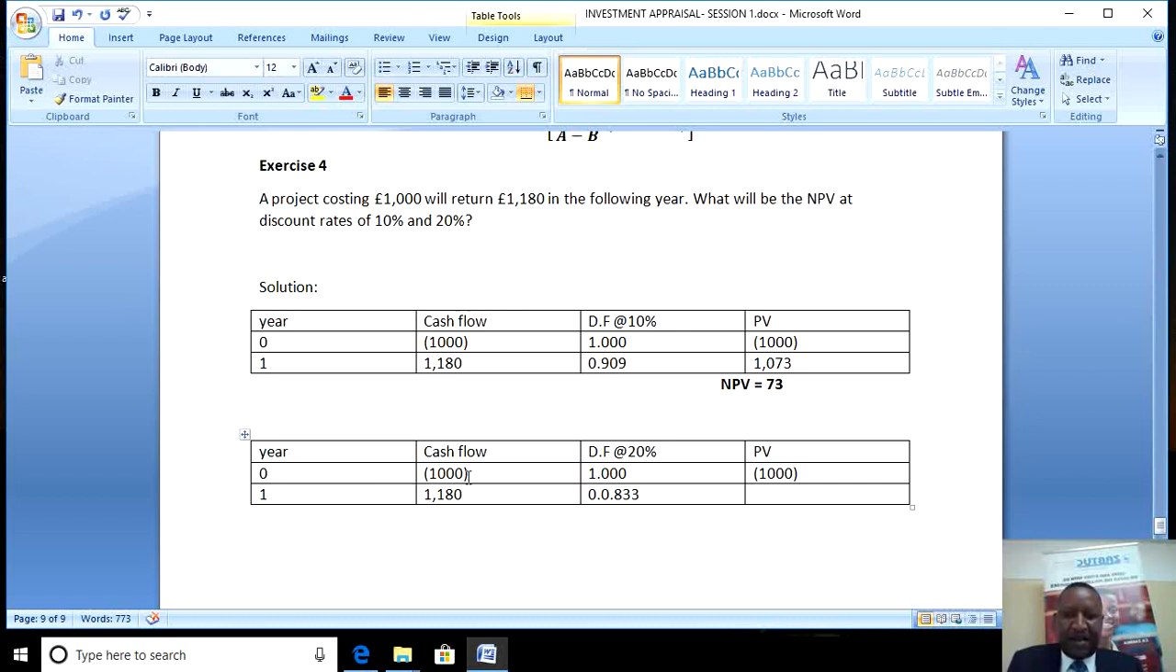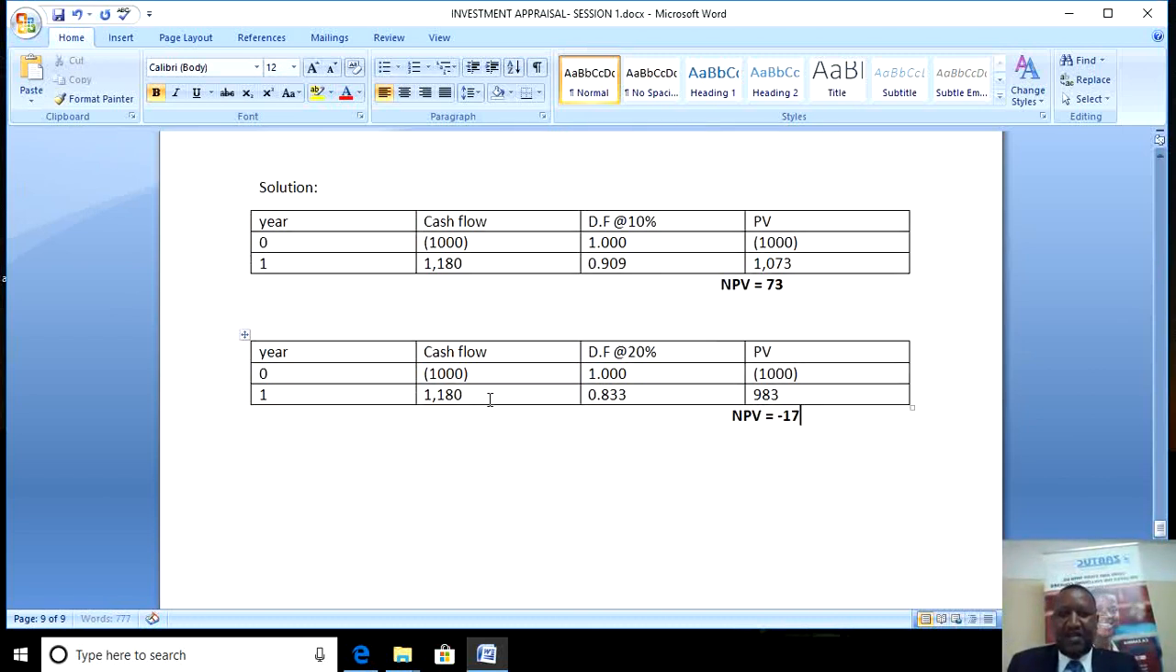So if you multiply -1000 by 1, that's -1000, but 1180 multiplied by 0.833, you should get 983. So your NPV here is going to be negative. So 1000 minus 983, that's 17, so NPV will be equal to -17. So at 20% the project is unprofitable.